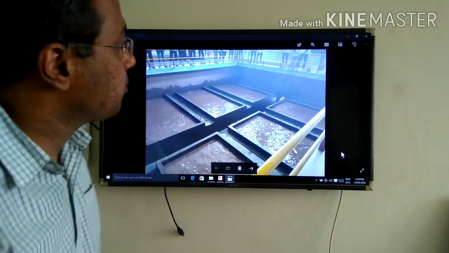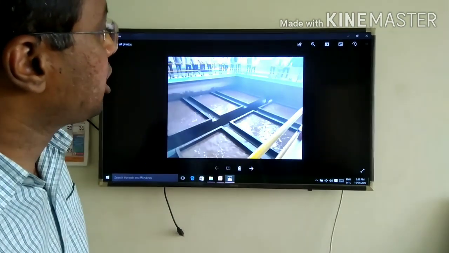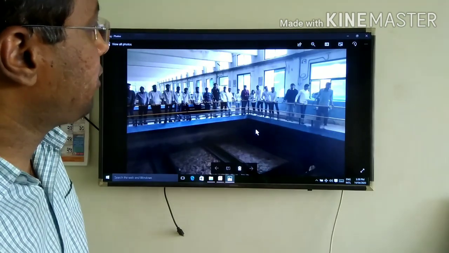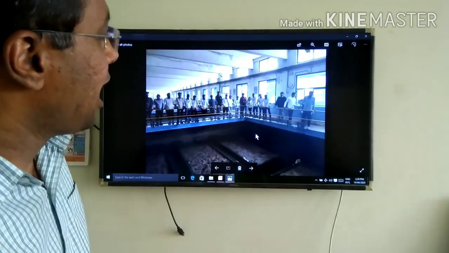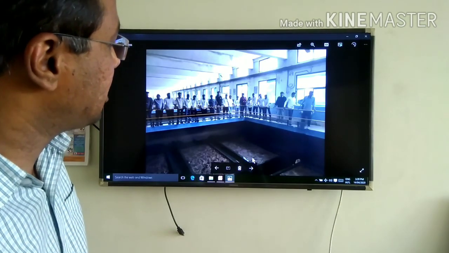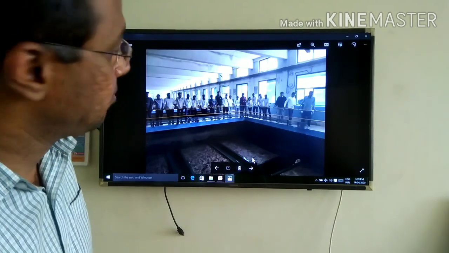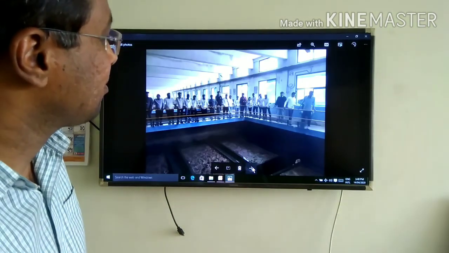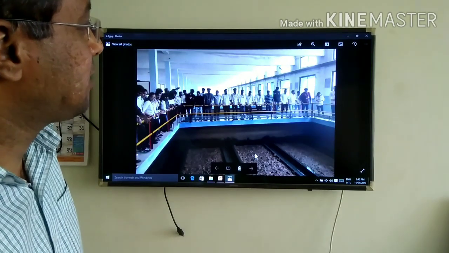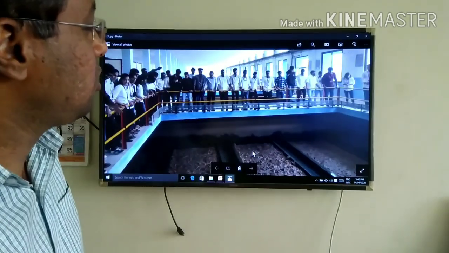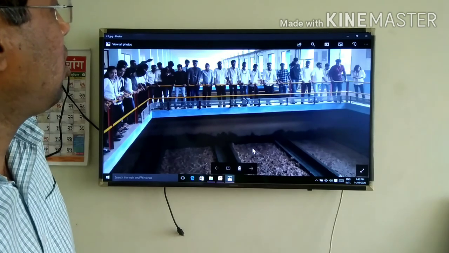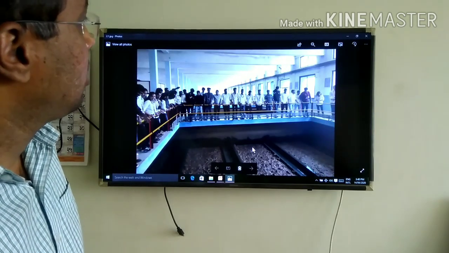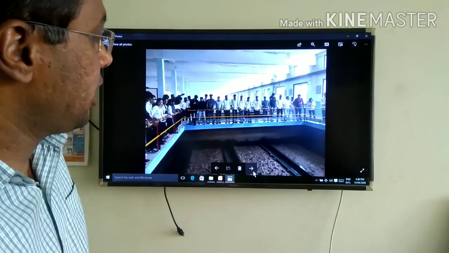See the next video or picture. Our students are standing here and the process has already started, that is the backwashing process. That's why these bubbles are formed. See the next image also. In all the videos and pictures, many students are standing there.